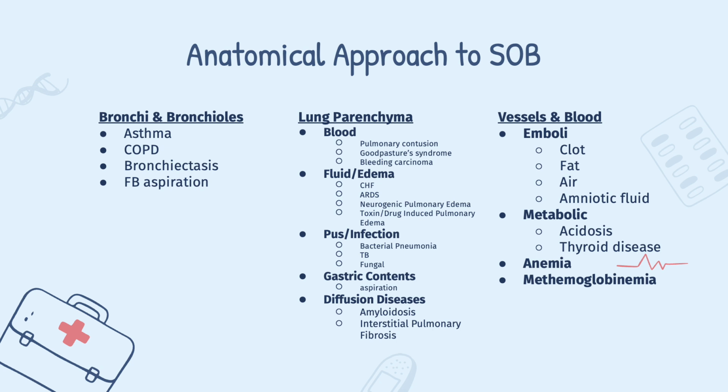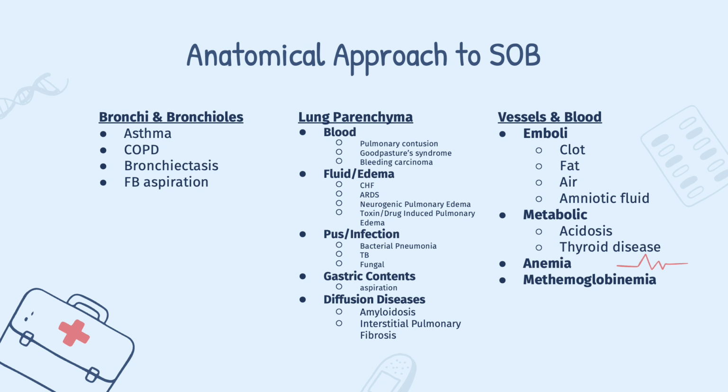So after thinking about the killers of shortness of breath, I'm taking that anatomical approach to shortness of breath. When I think about the bronchi and the bronchioles, I'm thinking about asthma and COPD exacerbations, bronchiectasis. Could I have a foreign body aspiration?